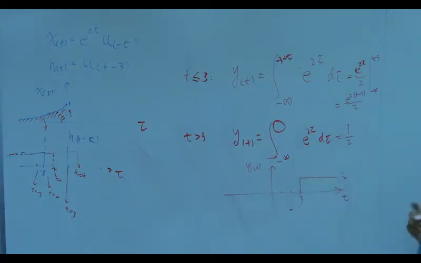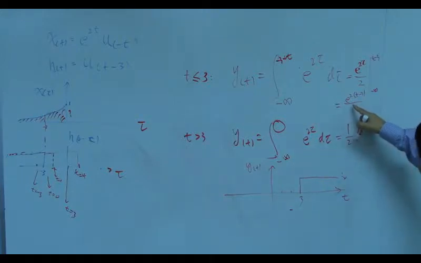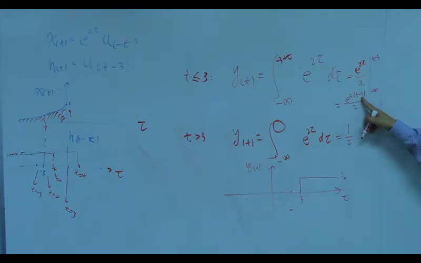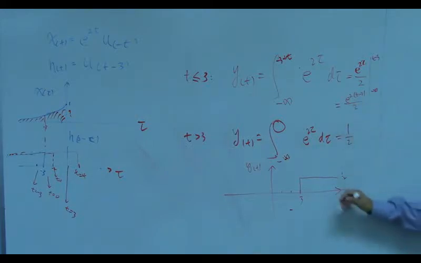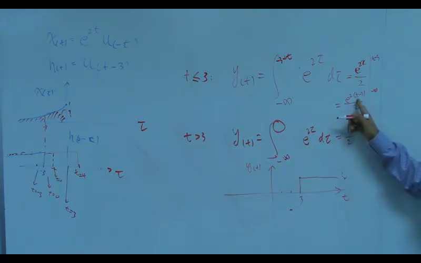Just constant. Before that, for example, when t equals 3, this one equals 0, so it's half. So when t equals 3, that is here, right? How about when t equals 0?